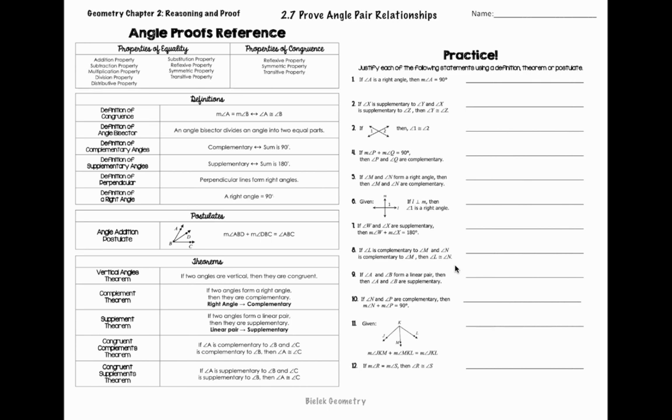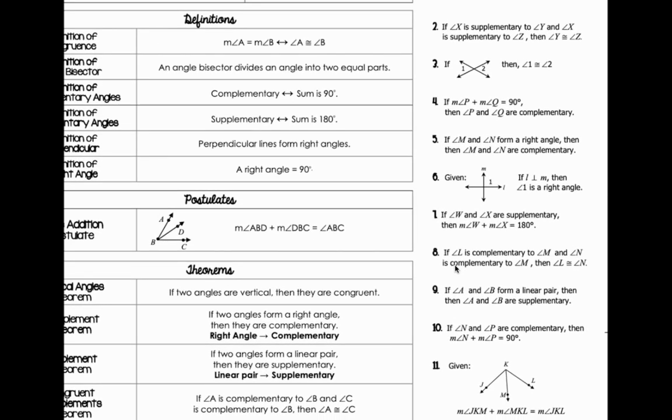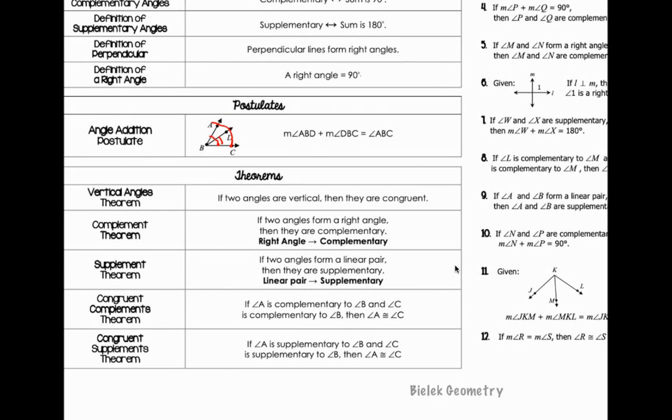Just like we had the segment addition postulate, there's also an angle addition postulate. So as you can see in that picture, the measure of ABD plus DBC is equal to the entire thing. So this angle plus this angle equals the entire thing. If two angles are vertical, then they are congruent. So remember, vertical is like this and this.